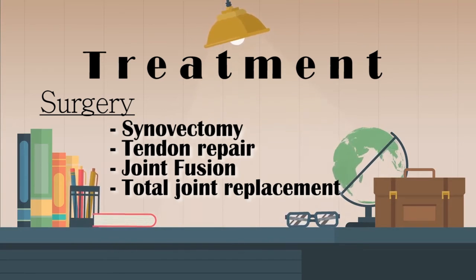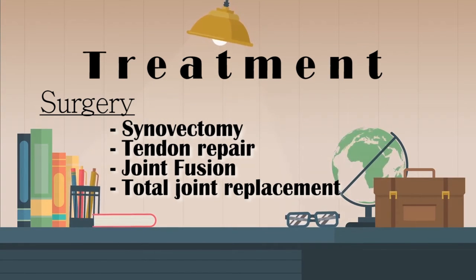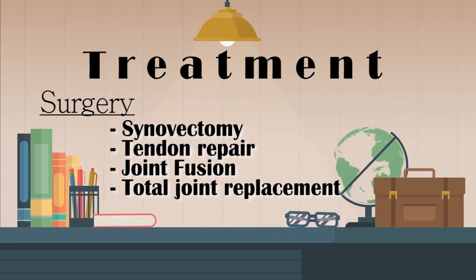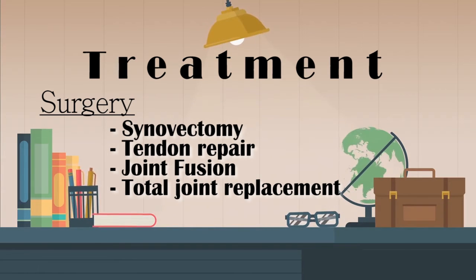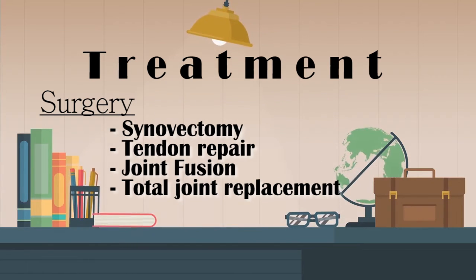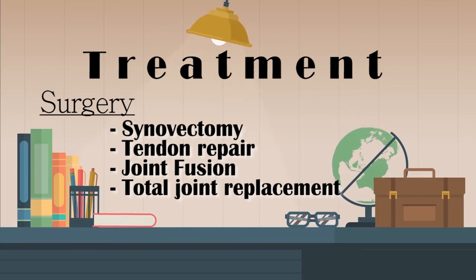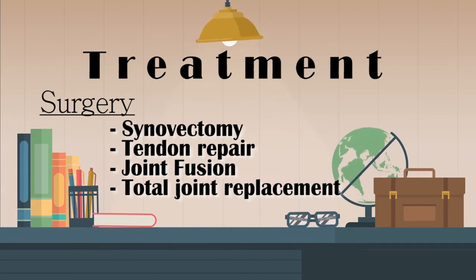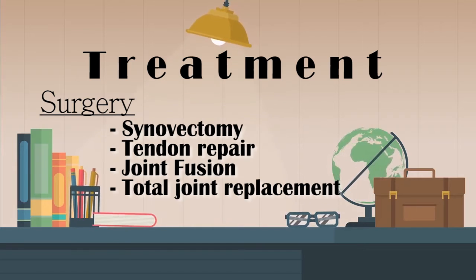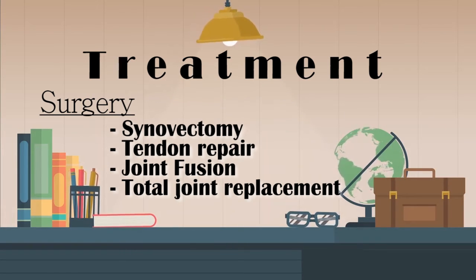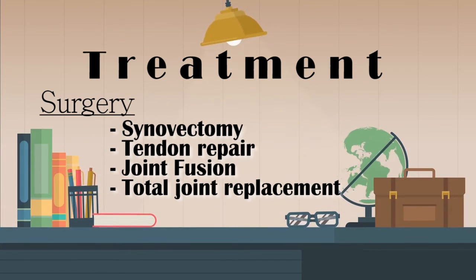Joint fusion. Surgically fusing a joint may be recommended to stabilize or realign a joint and for pain relief when a joint replacement isn't an option. Total joint replacement. During joint replacement surgery, the surgeon removes the damaged parts of the joint and inserts prostheses made of metal and plastic.